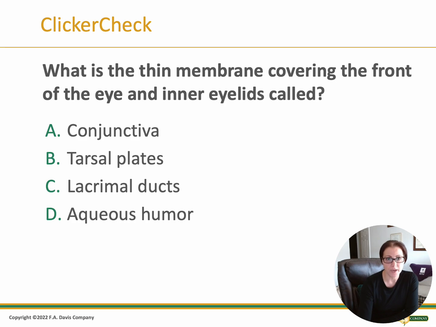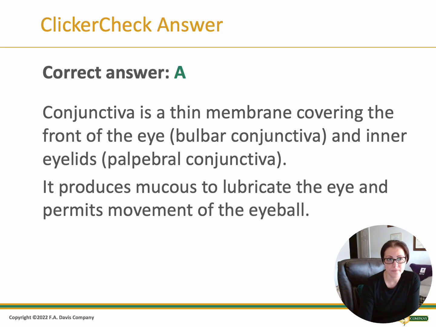What is the thin membrane covering the front of the eye and inner eyelids called? If you said conjunctiva, you're correct. That is simply a thin membrane covering the front of the eye as well as the inner eyelids. It produces mucus that helps lubricate the eye and permits the movement of the eyeball.